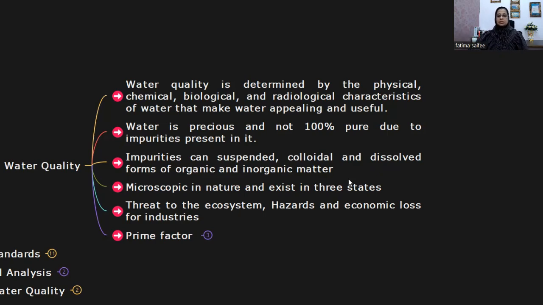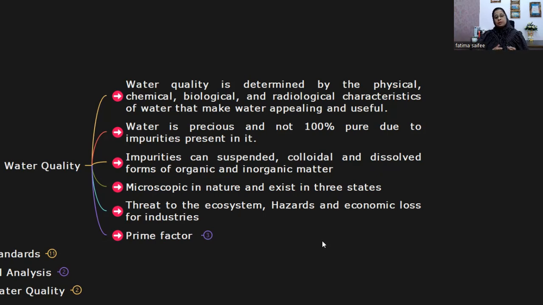And impurities can be suspended, colloidal, or dissolved. They can be in the form of organic or inorganic matter present in the water. Sometimes impurities can be macroscopic and sometimes microscopic. That means you can see some impurities, but you cannot see others. That is the difference here. So you cannot say by vision that the water is pure and good to use. Before testing any water quality, you cannot judge that the water is 100% pure.